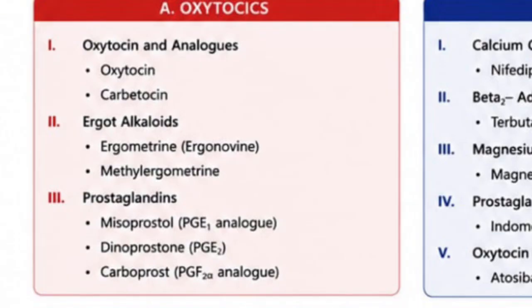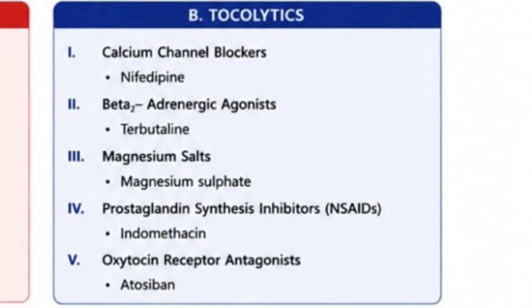Again, the tocolytic medication, you can classify them under what? Calcium channel blocker, which is dihydropyridine. Then you have the beta-2 adrenergic agonist. Then you have the magnesium salt. Then you have the prostaglandin synthesis inhibitors, which is NSAID. NSAID inhibits prostaglandin. And you have the oxytocin receptor antagonist. So now, very, very important.